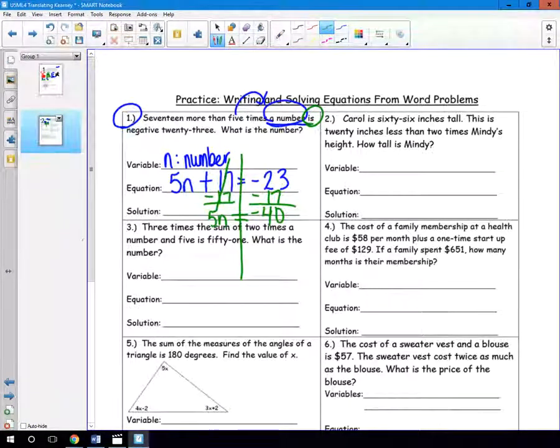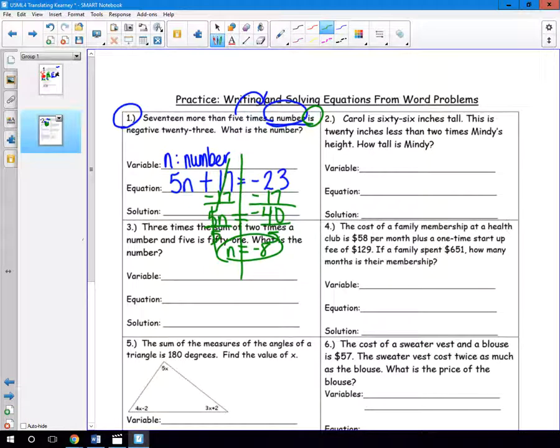We still have to solve for n. What's happening to n now? It's being multiplied by 5. The opposite of multiplying by 5 is dividing by 5. So if we divide by 5, whatever you do to one side, you do to the other. 5 divided by 5 is 1, which is just n, and negative 40 divided by positive 5 is negative 8.